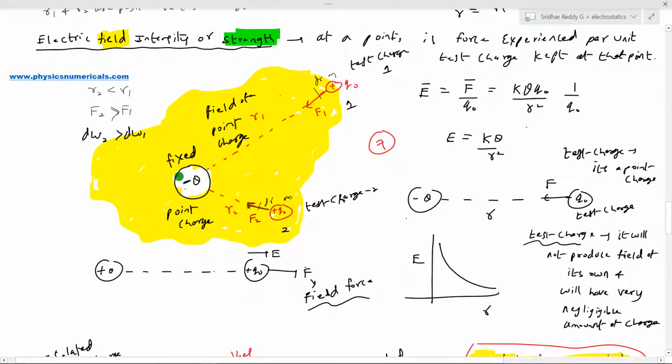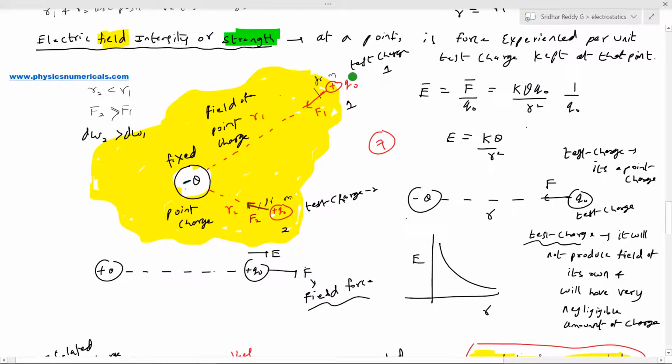Okay, I'm having a point charge. What is the charge of it? Let it be minus Q, negatively charged. I kept it here, let it be fixed here. Then it will produce a field around it. This is one imagination a student should develop: any charged body will have some sort of sphere of influence around it. Later, this sphere of influence we are going to call an electrostatic field.